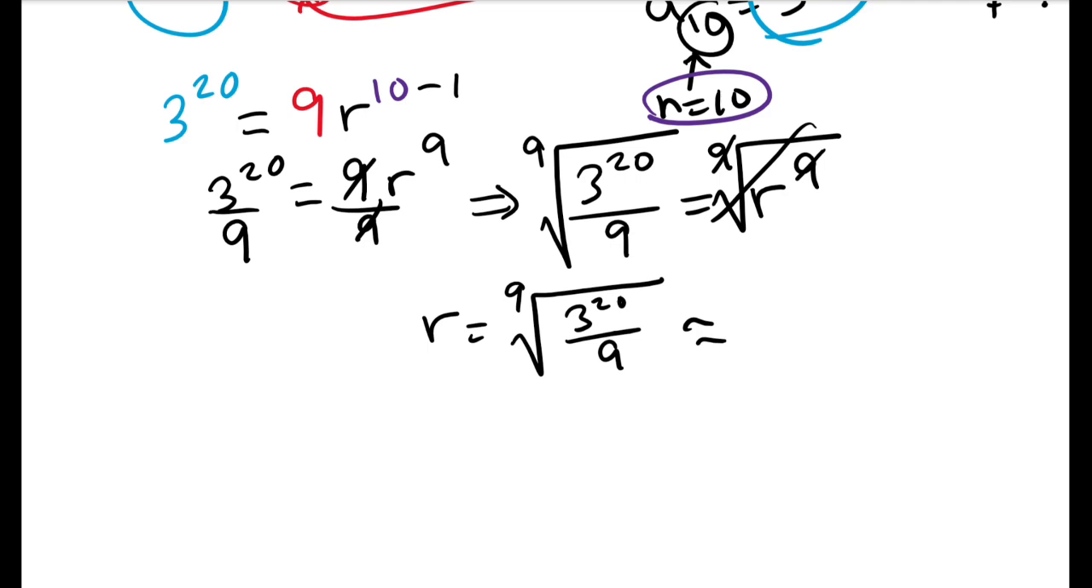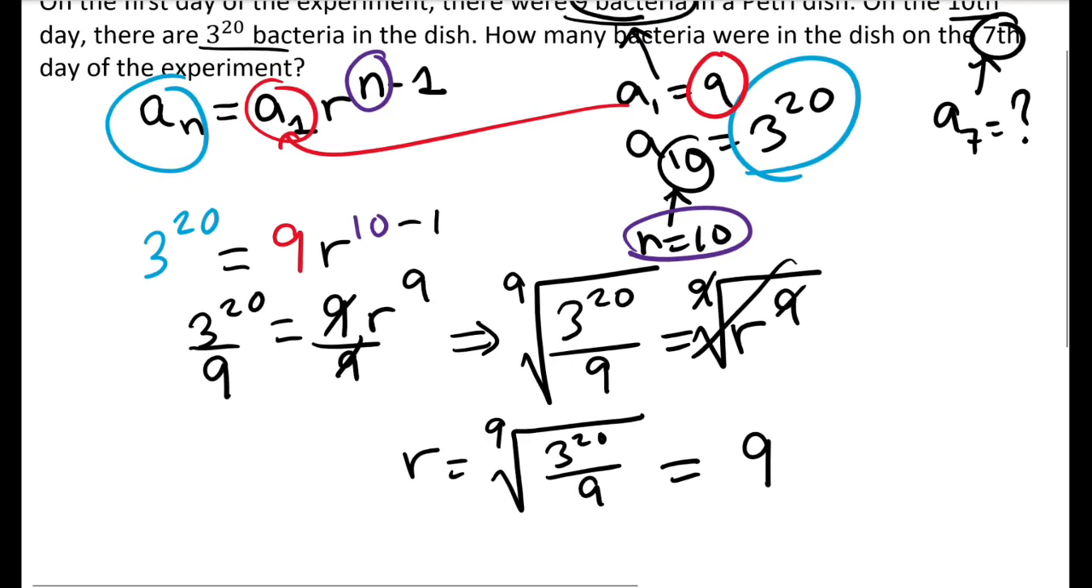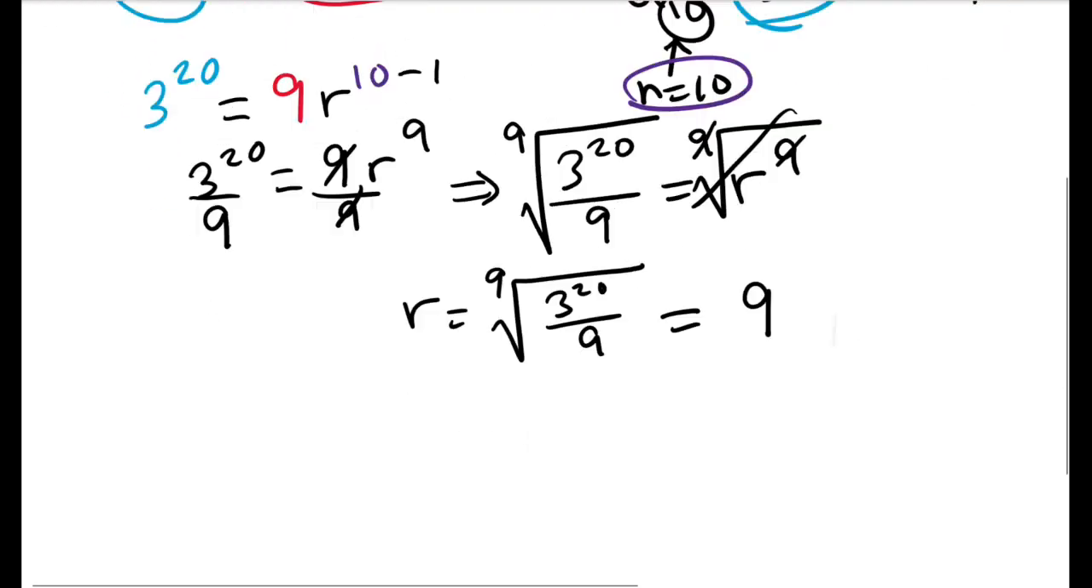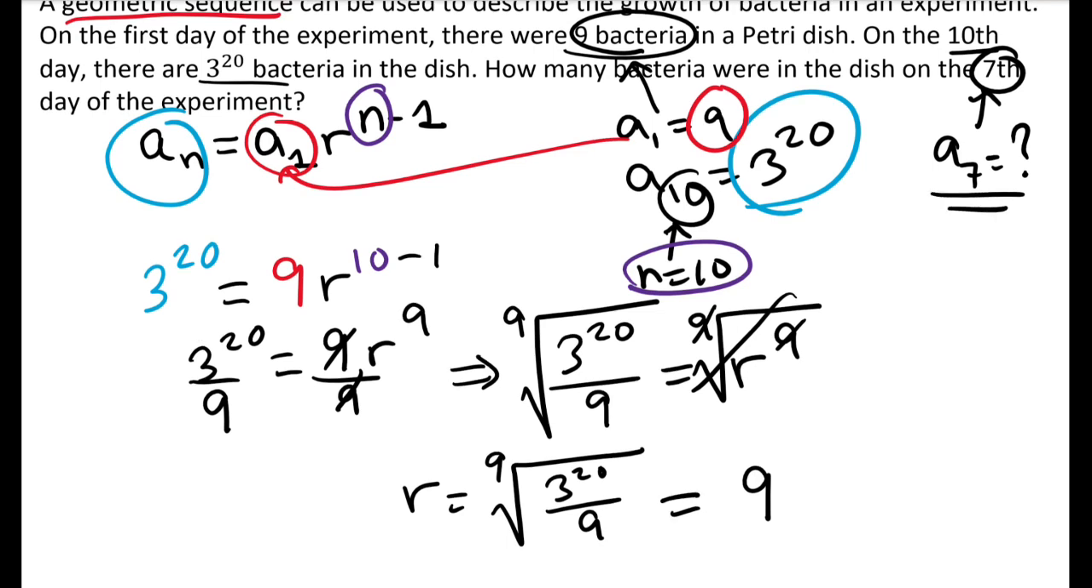Now, of course, we're going to go ahead and get what that number is. So we have 3 to the 20th. So when you do the 9th root of that, you get exactly 9. All right, so now we know that the pattern is 9. All right, so we got our common ratio r. Now we're going to figure out how many bacteria we have on day 7.